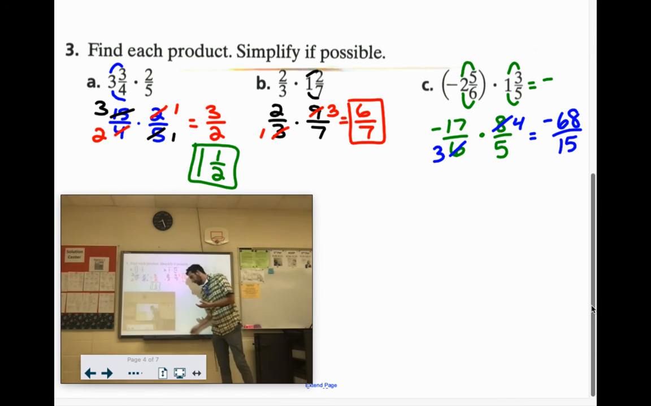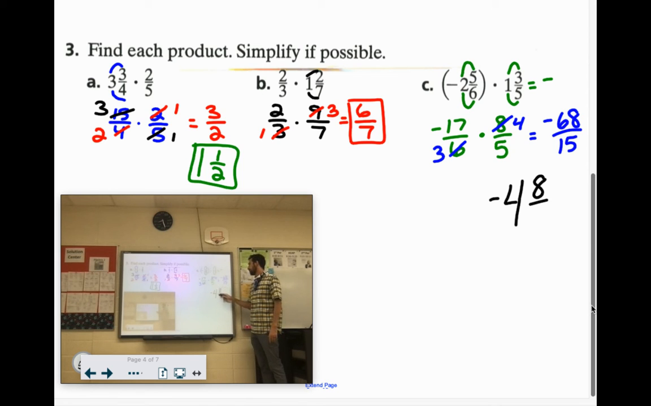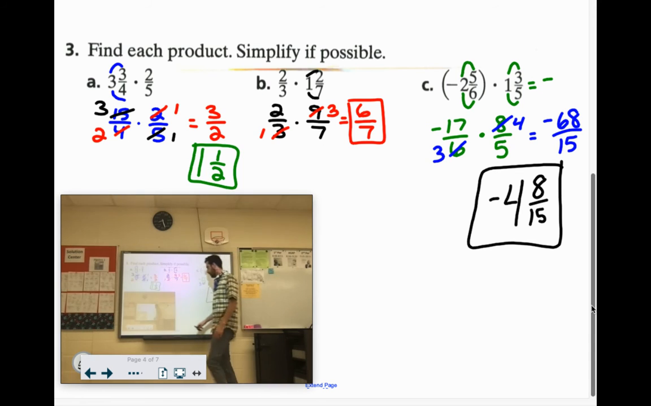Now, how many 15s can go into 68? Think of a clock. 15 minutes. There's 4 15-minute chunks in 60 minutes. So I know that 15 can go into 68 4 times. 4 times 15 is 60, so we'd have 8 leftovers. -4 and 8/15.